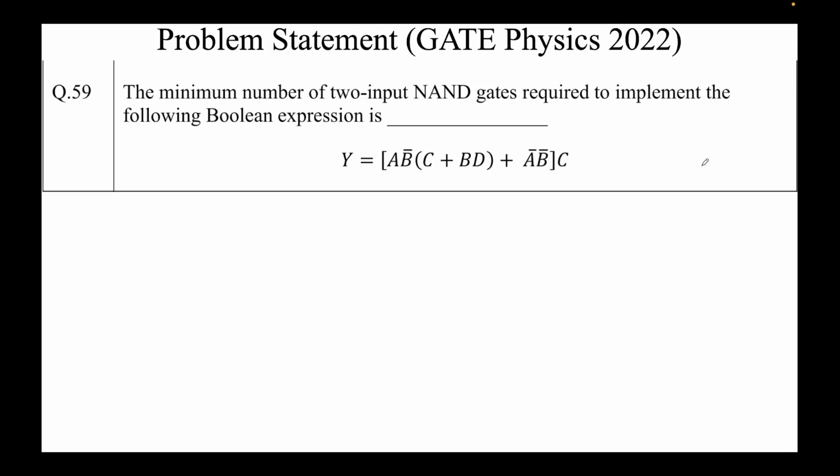The problem statement from Gate Physics 2022 reads as follows. The minimum number of 2 input NAND gates required to implement the Boolean expression is... We have been given a Boolean expression and we need to implement this using the NAND gates. This is a numerical answer type question, and once we find the answer, we'll fill in the blank here.